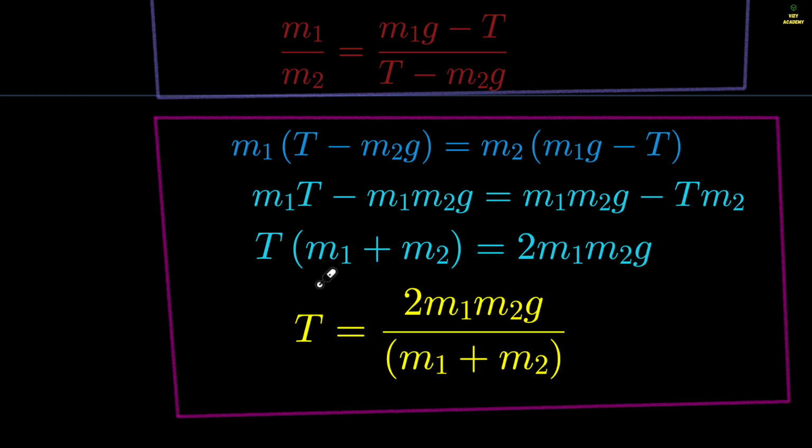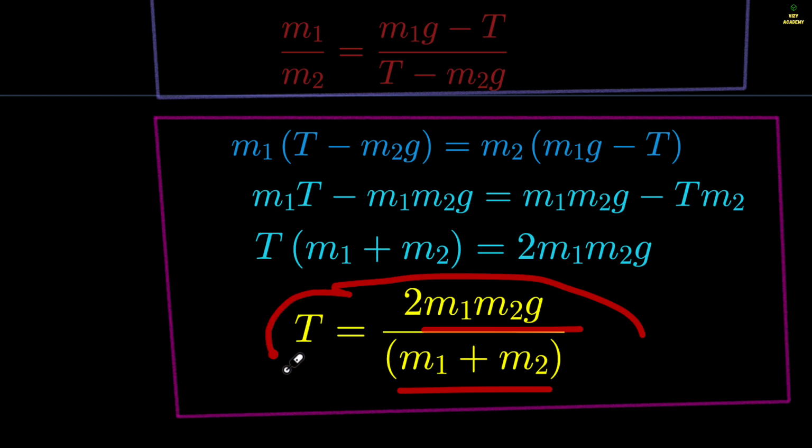Dividing both sides by M1 plus M2, we are left with tension equal to twice M1M2g over (M1 plus M2). So this is the equation we will use to find the tension.